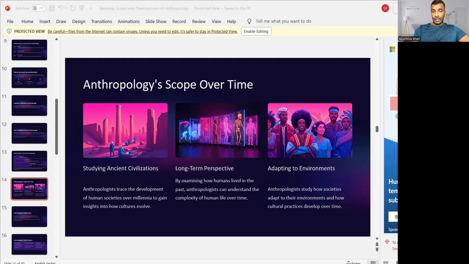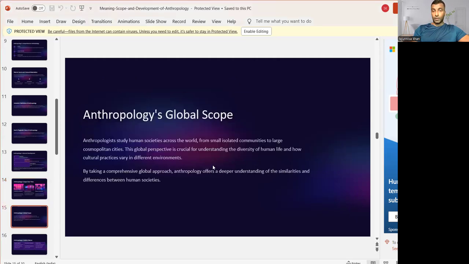Now let's move on to the next slide, anthropology's global scope. In addition to studying humans across time, anthropology also looks at human societies across space. I told you, not only time, but all areas across the world. Anthropology studies people from every part of the world, whether they live in small isolated communities or large urban or cosmopolitan cities. This global perspective is crucial for understanding the diversity of human life.